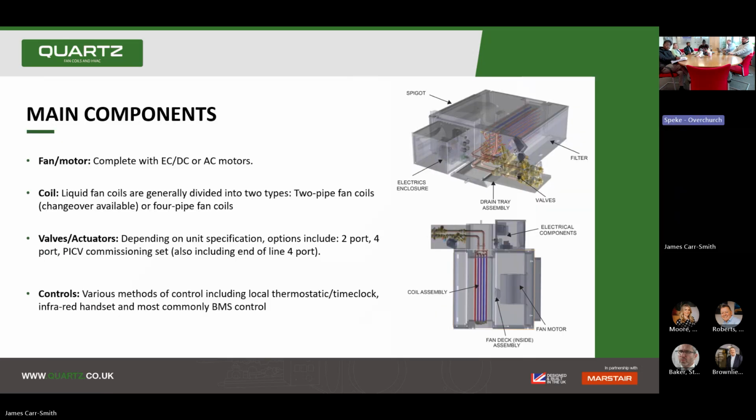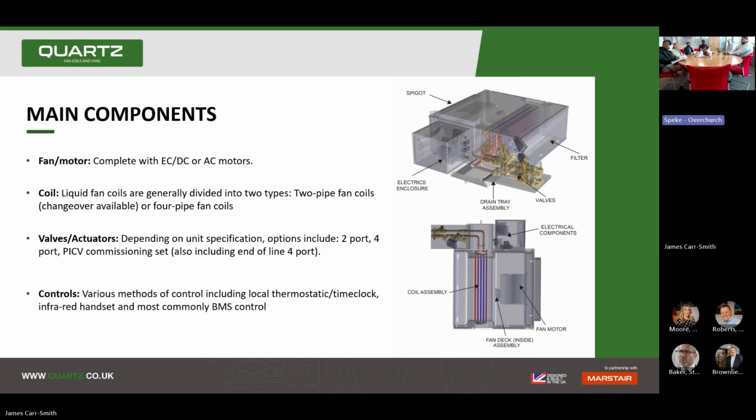So for the main components of a fan coil, we've got the fan motor. Nowadays, everything is EC-DC. Most manufacturers will not really make AC motors anymore. Some of that is down to legislation and the ErP directive, but most of it is meeting building efficiency levels that are required. You've got the coil or heat exchanger.